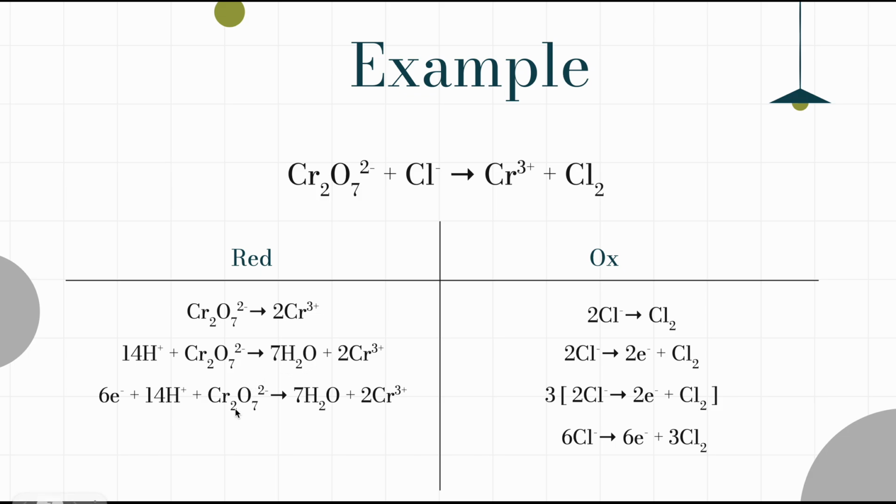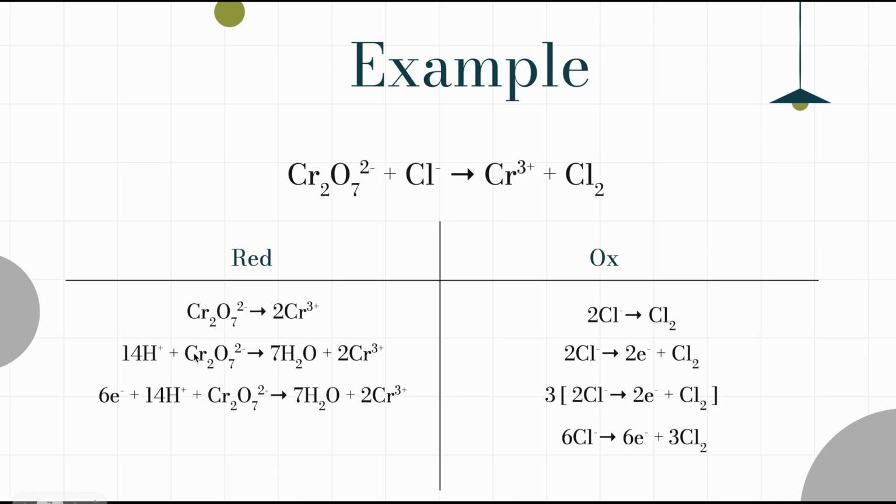So first, let's start with this reduction equation. Here, in this reduction equation, after we mass balance, we have a total of 14 positive ions, and this compound is a 2- charge. So we have 14 minus 2, so the total charge of the reactants is plus 12.